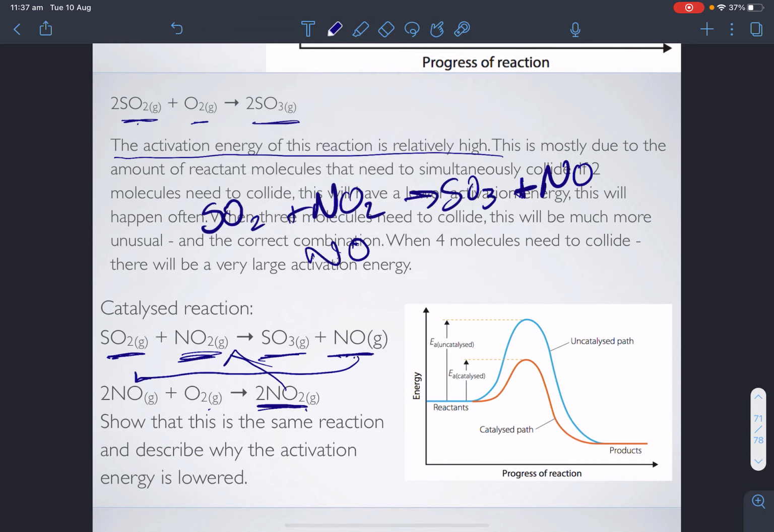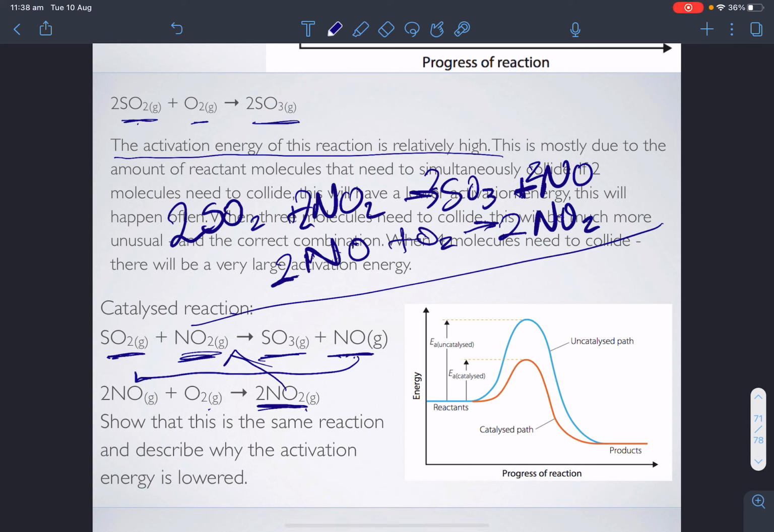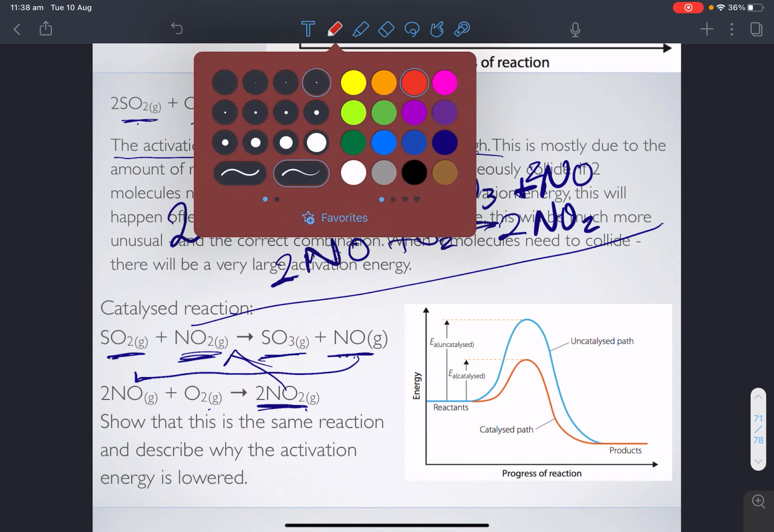NO, 2 NOs, plus O2 goes to 2 NO2. Okay, to add them, I'm going to times this one by 2. So 2 goes to 2NO, and that way I get 2NO2 cancelling out, 2SO3 and 2NO. Add them together and cancel anything that appears on both sides.